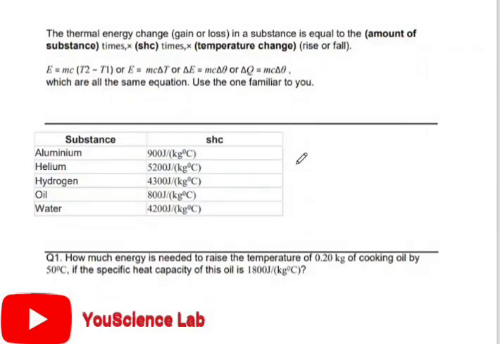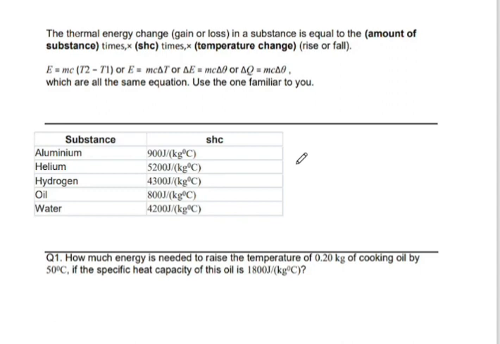Okay, hi everyone. Today we're going to be looking at specific heat capacity and their calculation. So first of all, let us look at the definition of thermal energy. The thermal energy or energy gain or loss in a substance is equal to the amount of substance times the specific heat capacity times the temperature change. The temperature change can be either rise or fall.